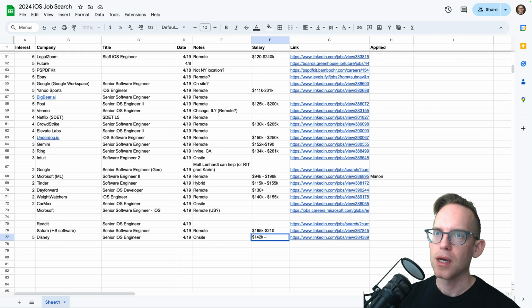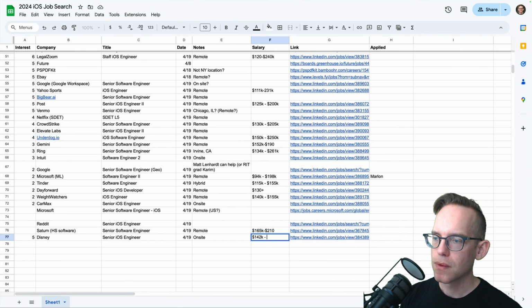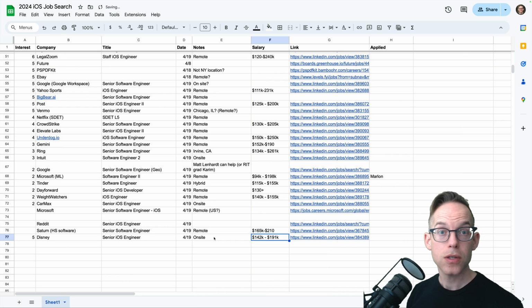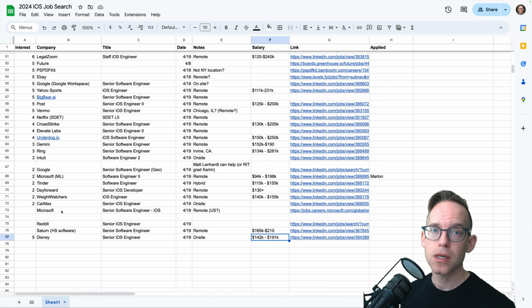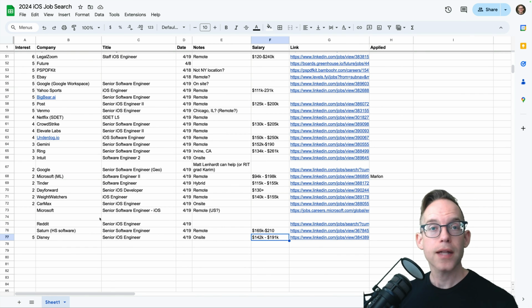142K to, I don't even remember what that was, 191. I think since they're a public company, they potentially have RSUs. This one is just the base salary. There's potentially tens of thousands more, hundreds of thousands more over a 4-year period of RSUs or something like that. All right, that's all I have.